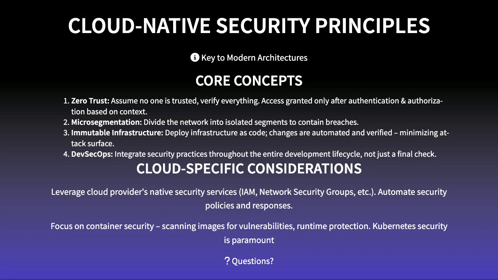Let's talk about securing our cloud environments. We're moving beyond traditional perimeter security and embracing a new mindset: zero trust. This means constantly verifying every user, device, and application trying to access resources. Next, we use micro-segmentation to create isolated zones within our network, limiting the impact of any potential breaches. Immutable infrastructure is another key element. It's about treating infrastructure like code, automating deployments, and ensuring everything is verified before going live. Finally, integrating security into every stage of development, that's DevSecOps.